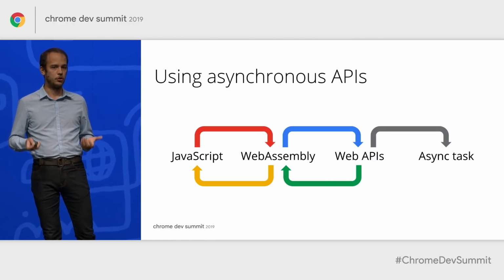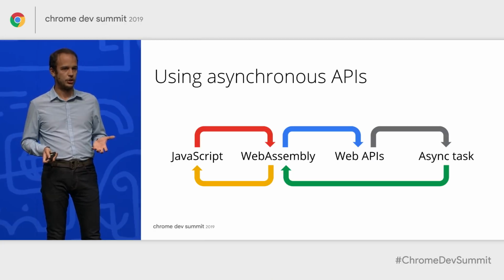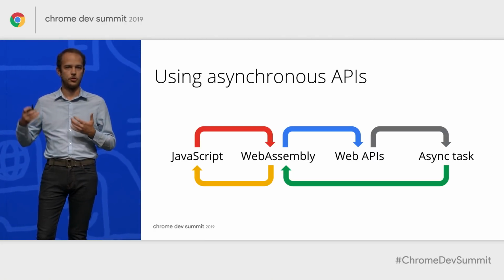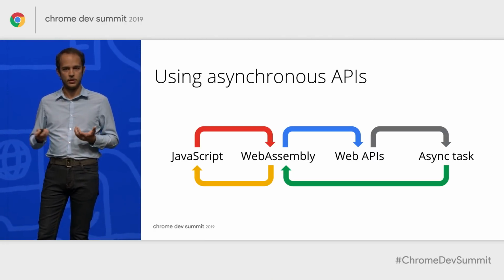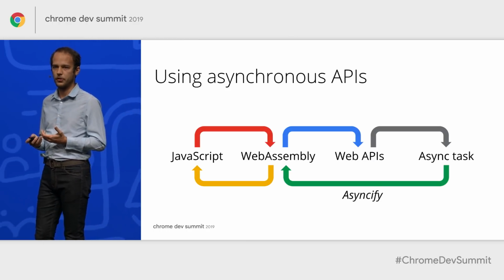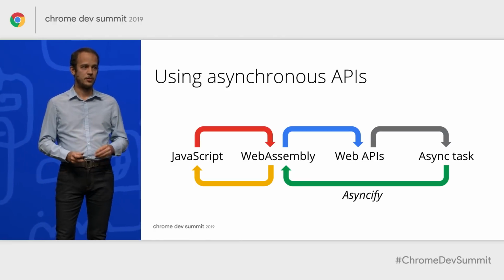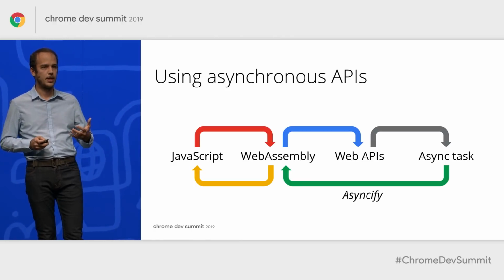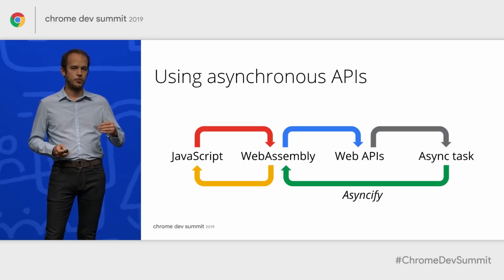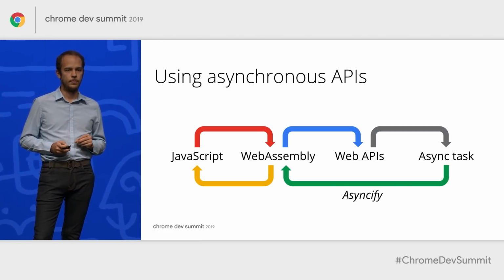We want to not only be able to start an asynchronous task, but also wait for it to finish, read the results back, and continue the execution afterwards. This is where asyncify comes in. I won't go too much into implementation details here, but what it does is compile the WebAssembly module in such a way that it can suspend the execution, remember the state, and later resume from the exact same point when an asynchronous task has finished its execution.